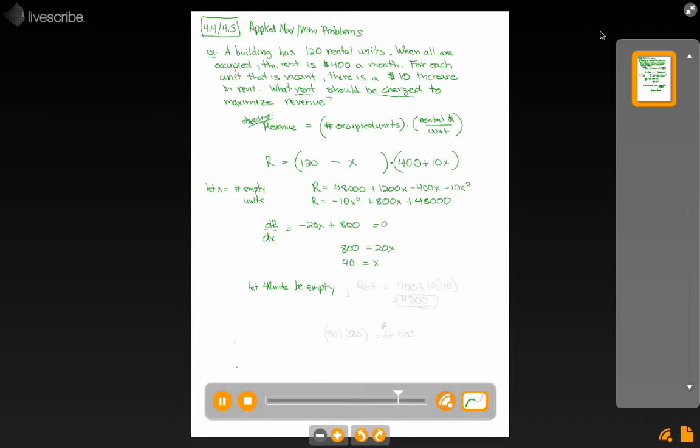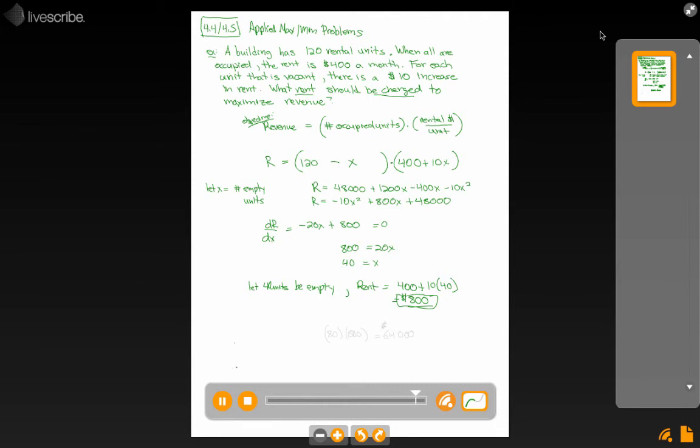I'm no landlord, so I don't know how realistic a situation that is, but that's 40 units that will be empty. The rent per unit is going to equal 400 plus 10 times 40, which is $800, because it did ask what rent should be charged. So $800 a month rent, and you'll have a lot of empty units, but you'll still make more money.